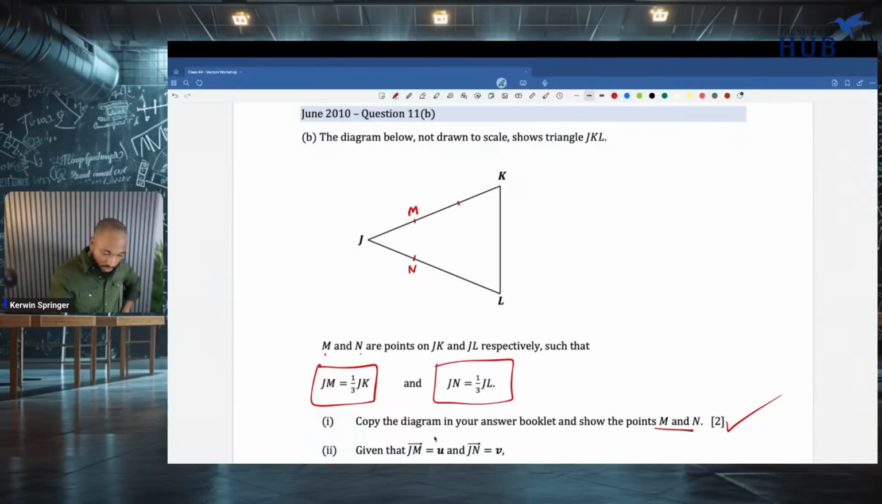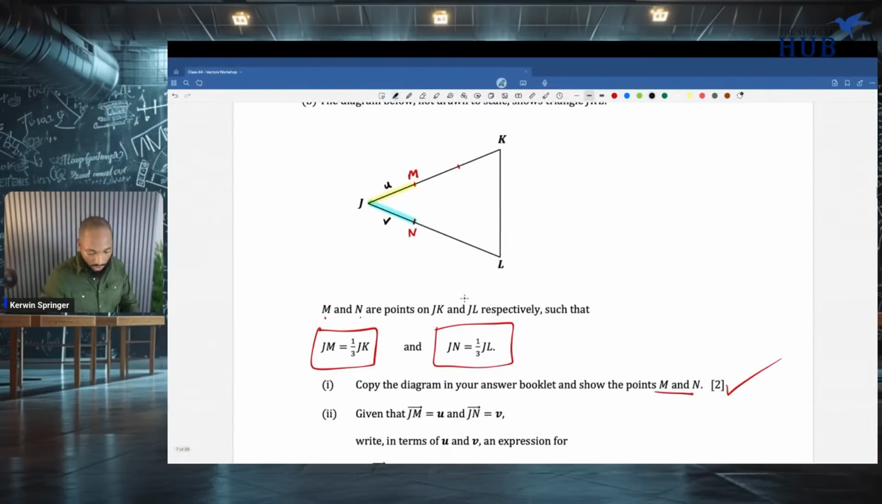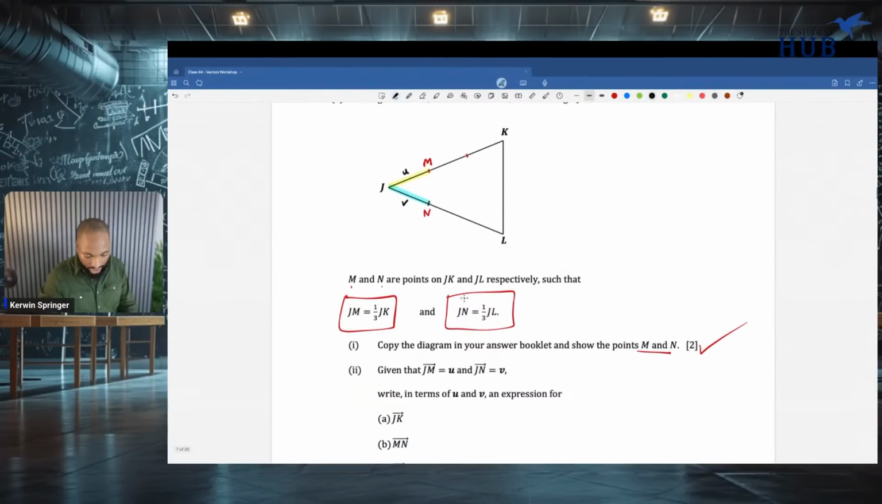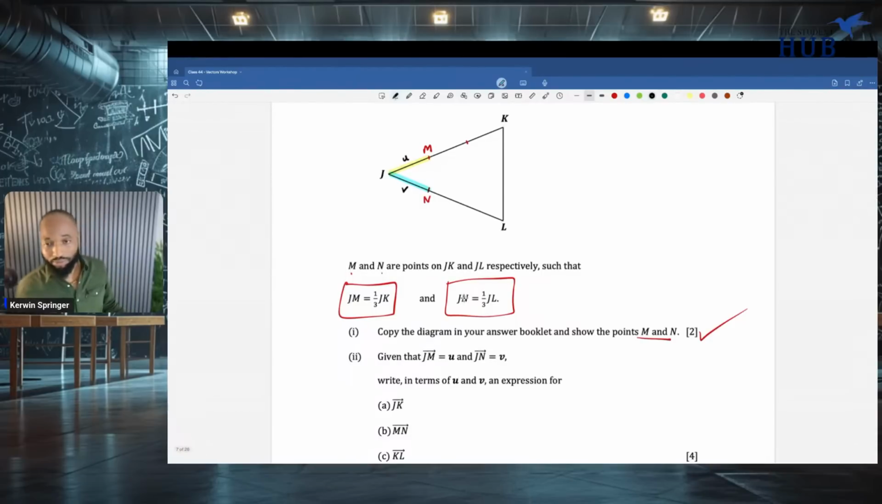Given that JM is U, so they said J to M now. Let's just make a tiny highlight so you see what I'm talking about. J to M is U and J to N is V. So here we go. This is U and this is V. And we need to find some stuff regarding that. Write in terms of U and V an expression for JK. Not a problem. JK is 3 times JM. And since JM is U, JK is 3U. Done.